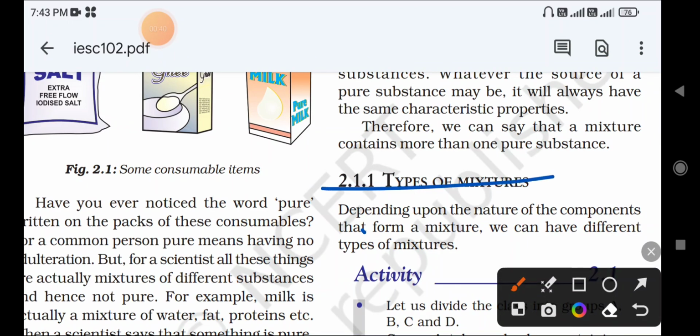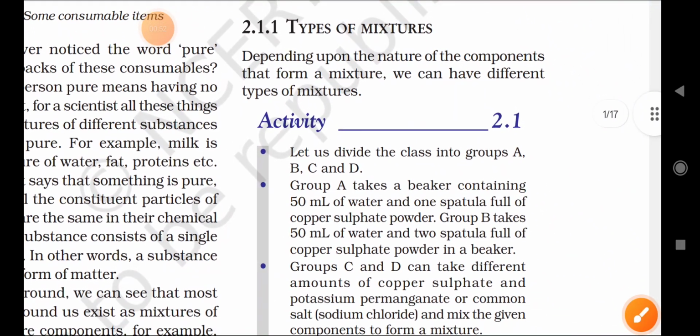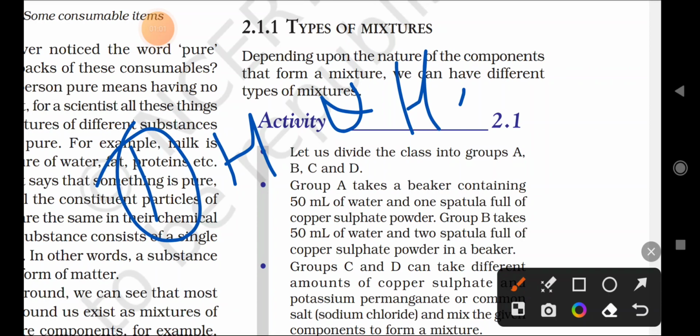Here, the types of mixtures depend upon the nature of the components. Depending on the components present in them, we can classify mixtures into several kinds, but majorly we have two types. One is homogeneous, another is heterogeneous. We can study this by doing a simple activity.